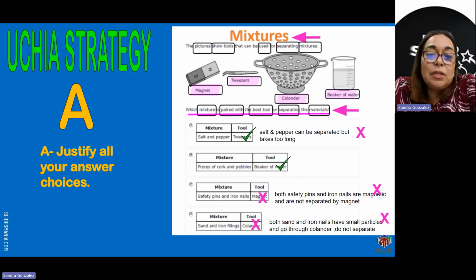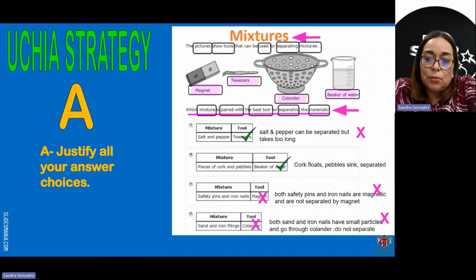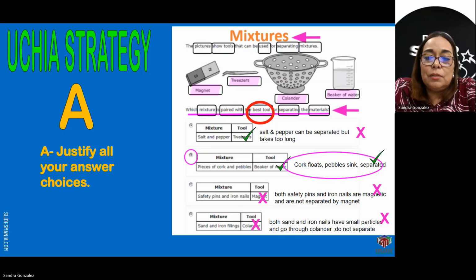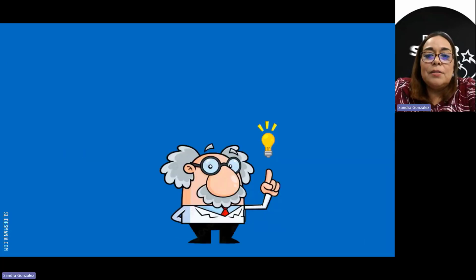Coming now to letter B, cork and pebbles, is water the best tool? Yes, because now the cork will float and the pebbles will sink. So this is the way that we use the UCHIA strategies. I know that sometimes we condense and might call it UCIA, right? And then here we come back and emphasize that it's the best tool, the water.